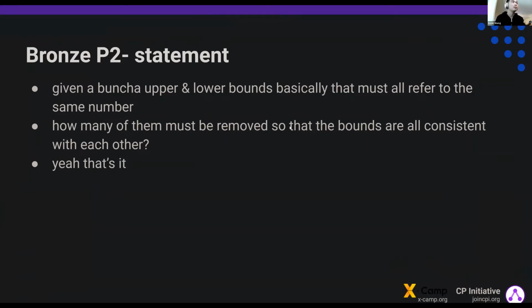Yep. Okay, cool. So bronze problem 2 can be explained in 1 or 2 sentences. You're just given a bunch of upper and lower bounds, and they ask you what's the minimum number of them to be removed so that the bounds are all consistent with each other. So you can't have a lower bound to the right of an upper bound and vice versa. And that's it. That's the whole problem. By the way, this has to be something like linear time or n log n time, something around that.